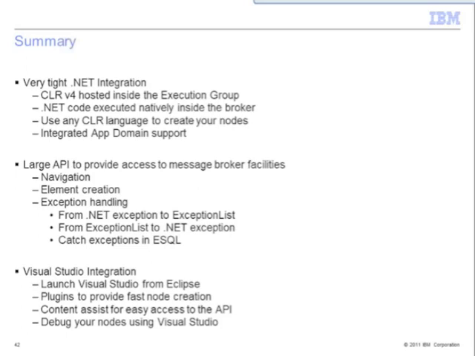And we have very tight Visual Studio integration as well. You can launch Visual Studio from the Eclipse Toolkit development experience. We have plugins for Visual Studio to provide easy and simple node creation. And we also have the ability to provide Content Assist inside Visual Studio for easy access to the API. And as we've seen, we can use the debugging support that's built into Visual Studio to debug the nodes directly inside the Message Broker, running in the execution group.